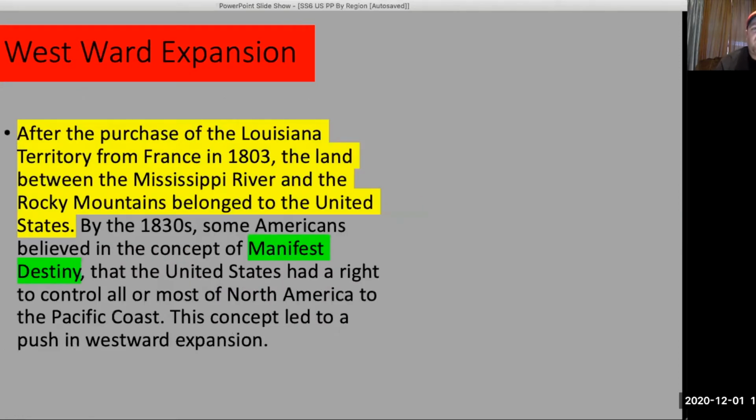Okay, after the purchase of the Louisiana Territory, the land between the Mississippi and the Rocky Mountains now belonged to the United States. By the 1830s, some Americans believed in the concept of manifest destiny, that the United States had a right to control all or most of North America from Atlantic to Pacific. This concept led to a push in westward expansion.